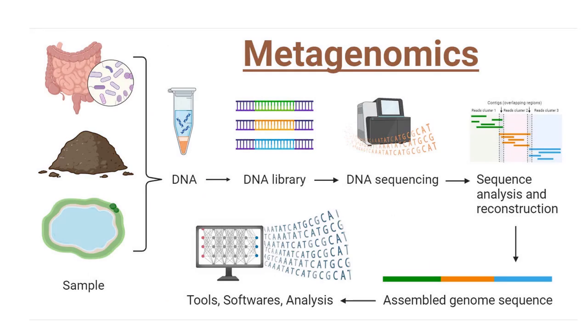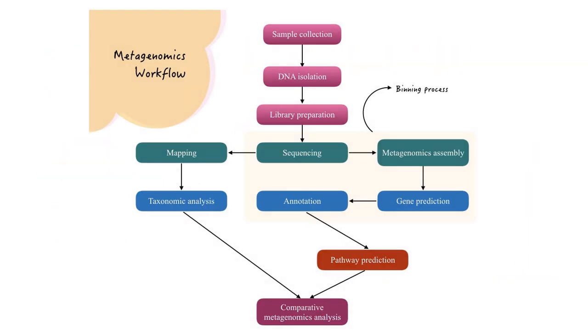The basic process of metagenomics involves sample collection, DNA isolation, DNA library preparation, DNA sequencing, analyzing the sequencing data and reconstruction of the assembled genome sequences, and tools and software for analysis. This slide provides detailed information on how metagenomics works. The first step is sample collection, second DNA isolation, third library preparation. After the preparation of the library, we do sequencing, then the metagenomic assembly. The assembled metagenome is then processed for gene prediction, then annotation, then pathway prediction, and comparative metagenomics analysis.